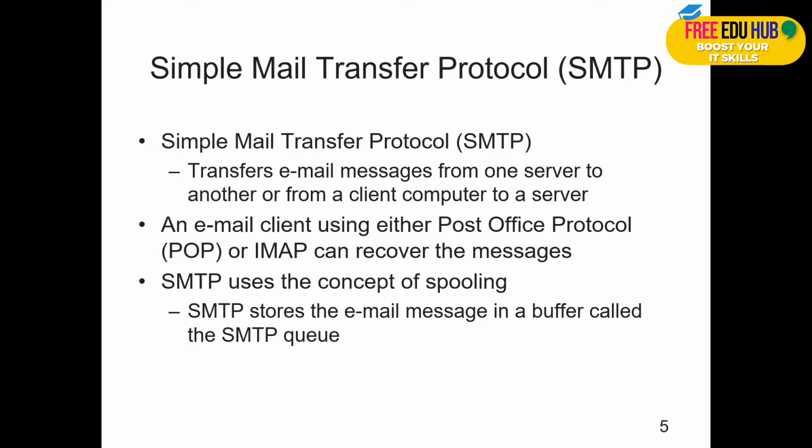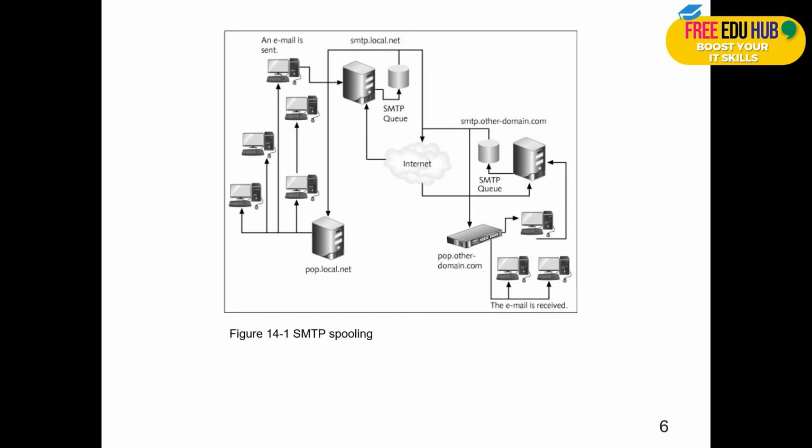SMTP uses the concept of spooling, just like your printer spooler, which maintains a queue of print requests and processes them one by one in sequence. SMTP stores the email messages in a buffer called the SMTP queue. As you can see in this picture, we have a POP local net, and there is a group of people. An email is sent, and it would go to the SMTP server within the organization, and then SMTP would send it to the internet.